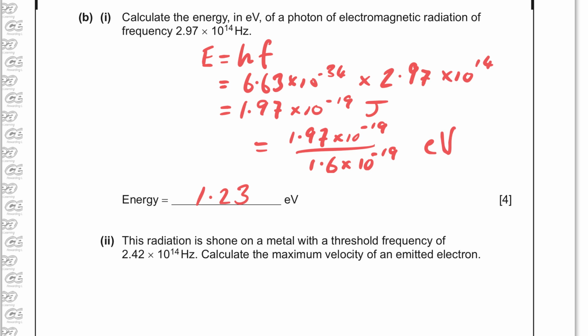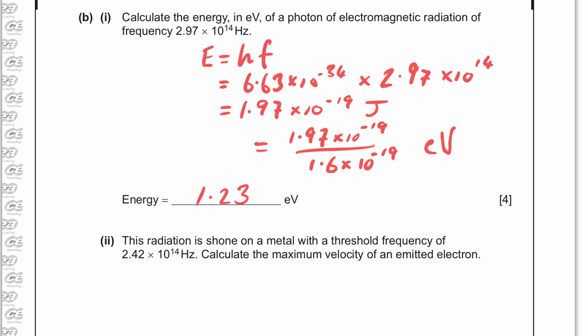Part 2 then, this radiation is shone on a metal with a threshold frequency of this value of hertz. Calculate the maximum velocity of an emitted electron. So remember, what goes on in photoelectric emission is that the photon has an energy, the metal takes the work function energy, and whatever's left over can become the energy left over to be kinetic energy.